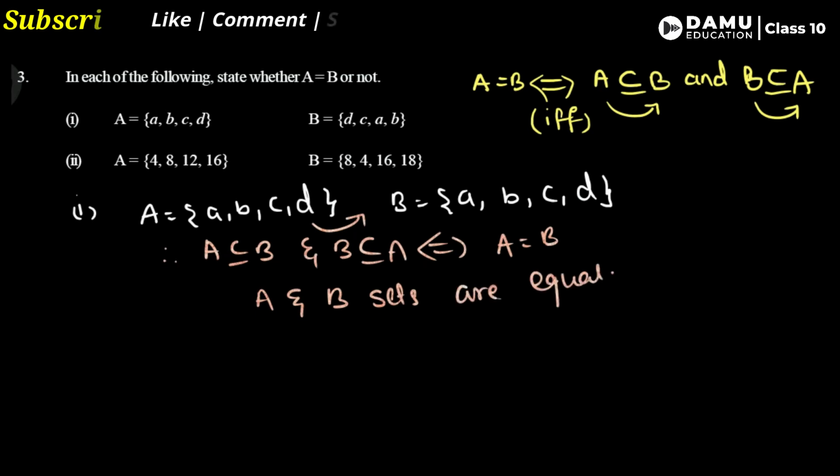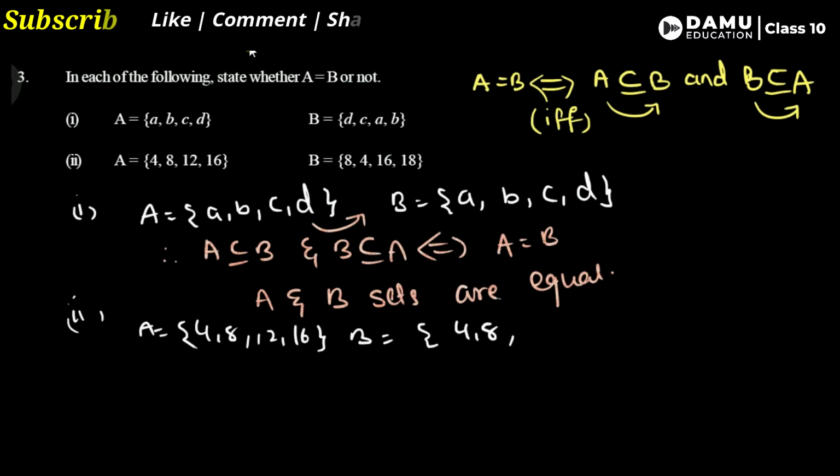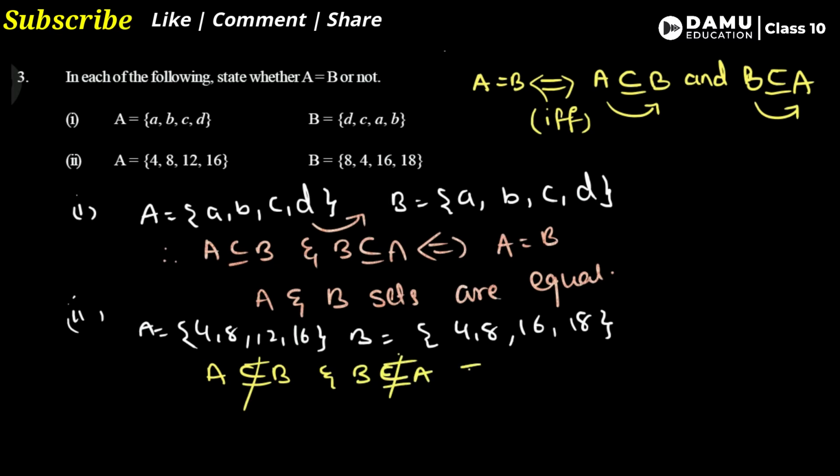Let's take the second one. A equals {4, 8, 12, 16}. Then write B as {4, 8, 16, 18}. So here we can take one thing. A is not a subset or equal to B, because it is not. And B is also not a subset or equal to A. So that means A is not equal to B.